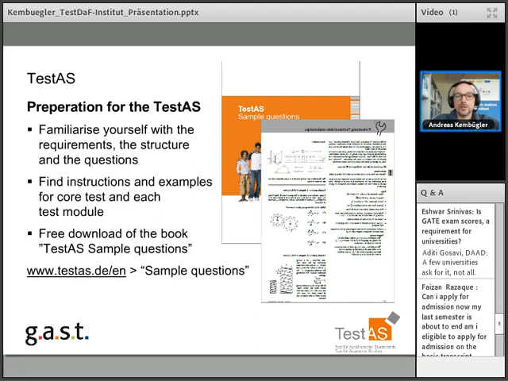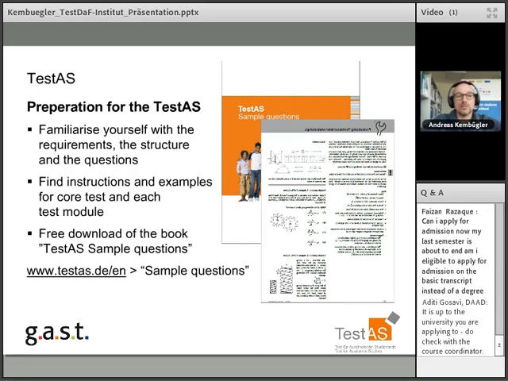Of course, we recommend preparing for the test, to familiarize yourself with the task, the requirements, and the questions. We recommend working with the sample questions. There are sample questions for all types of questions of the core test and of the subject-specific modules. Those questions are very helpful to know what kind of questions you have to solve in the test later on. You can download them on the website. They are free, of course.